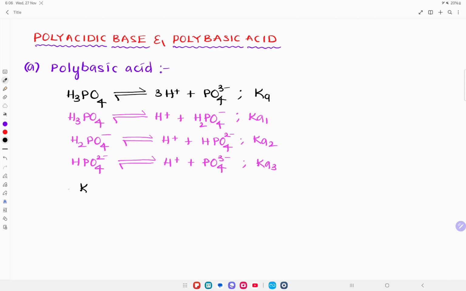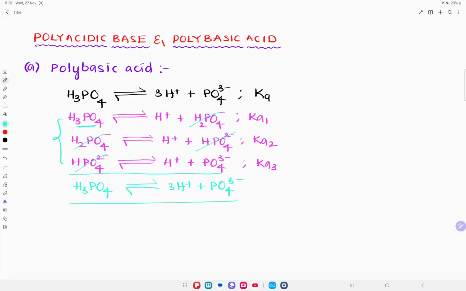by adding these three equations we get an equation. If you add these three equations, we get what? The last equation, the first equation. This one left to right common, and this one left to right common. So by adding these three equations, what do we get? H3PO4 on the left side, and on the right only 3 H plus and phosphate ion. That means by adding these three equations we are getting the first equation.